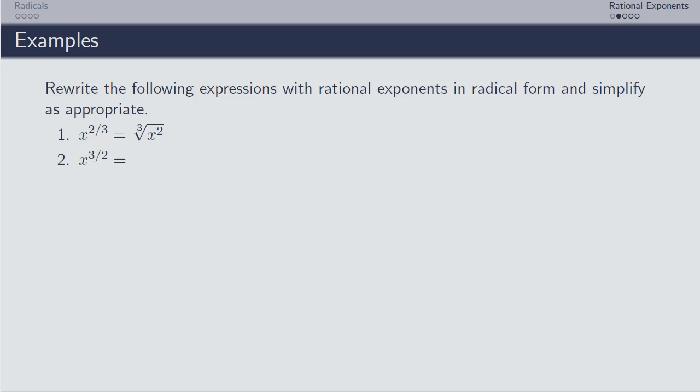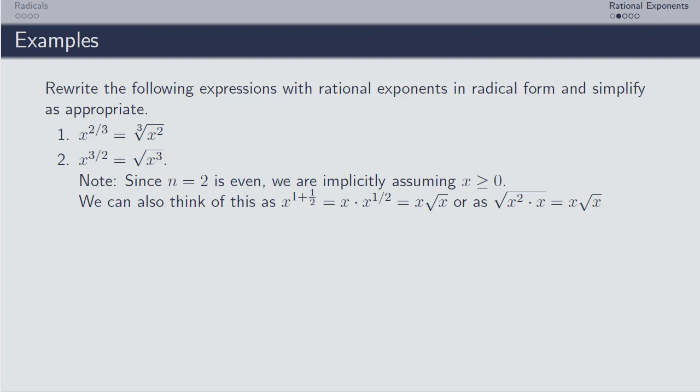Now, what about x to the 3/2 power? Well, that's going to be the square root of x cubed. Now, let's be careful here. n equals 2, the bottom is even, so we are implicitly assuming here that x is greater than or equal to 0. So that's where this thing is defined.